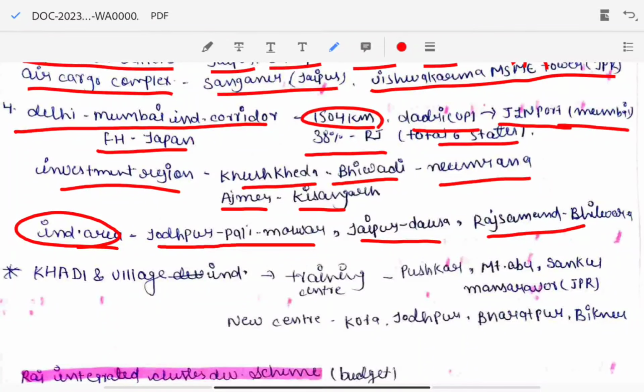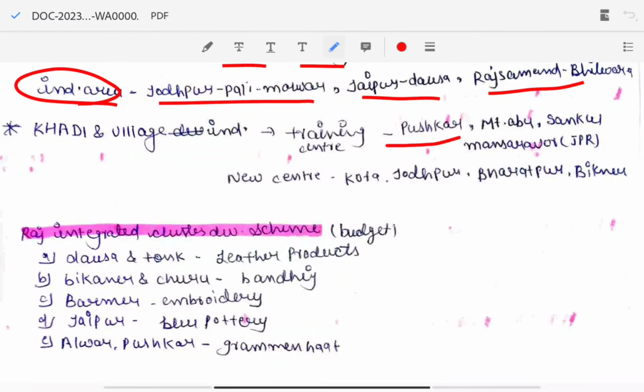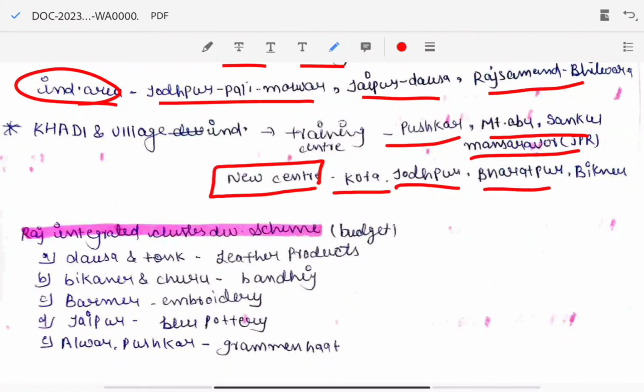Then we have Khadi and village industry. There are some training centers in Pushkar, Ajmer, Mount Abu, Sirohi, and Sankul Mansarovar in Jaipur. They can give you a question like which one of the following is not a training center of Khadi and village industry. Options can be Pushkar, Mount Abu, Mansarovar, and Kota. You have to choose the odd one, and that will be Kota, obviously. But this year's budget included more training centers, that will be Kota, Jodhpur, Bharatpur, and Bikaner. So the options will not have Kota, they will have Sikar or anything, so you have to choose the odd one out.